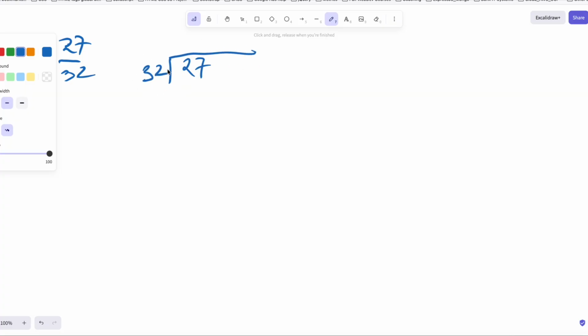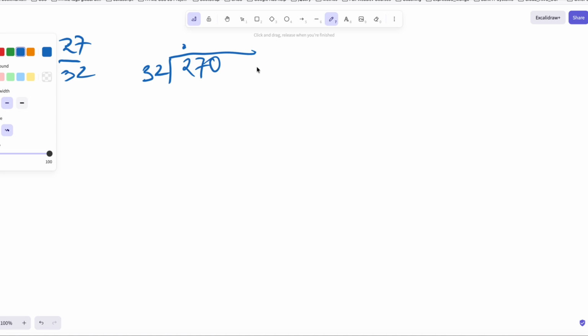Now, obviously, you know that 27 is smaller than 32. So 32 will not go into 27 unless you find a way to make this 27 number bigger. Well, how do you do that? Put a decimal point and give yourself a 0. So now you know that you're dealing with 270. Does 32 go into 270? Yes, it does. Well, how many times?